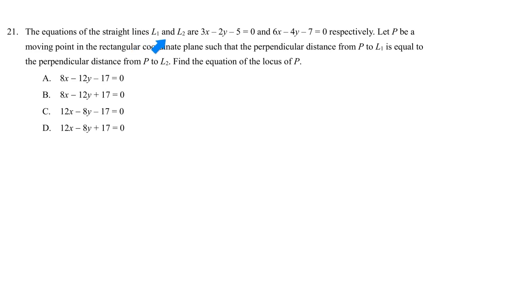In the question, there are two straight lines, L1 and L2. At this moment, you have no idea how it looks. But anyway, there is a moving point P such that the perpendicular distance from P to L1 is equal to the distance from P to the other line. We are going to find out the locus of P under this restriction.